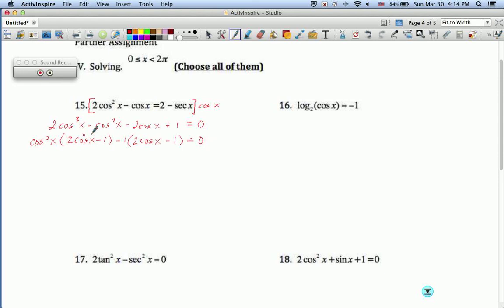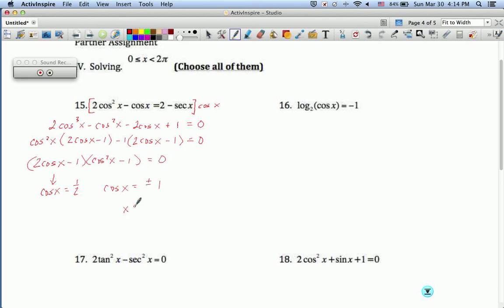Now I have 2 terms instead of 4 terms, and those 2 terms each have 2 cosine x minus 1 in them. Pull it out of the first term, I'm left with cosine squared. Pull it out of the second term, I'm left with a minus 1. Set them each equal to 0. This one tells me that cosine of x equals 1/2. This one tells me that cosine of x equals plus or minus 1.